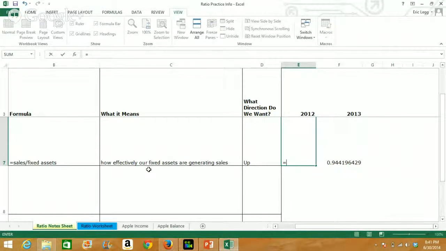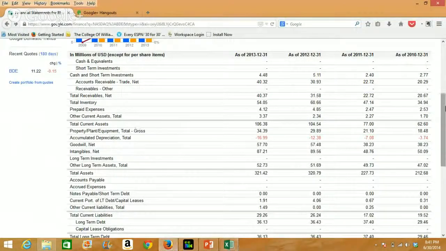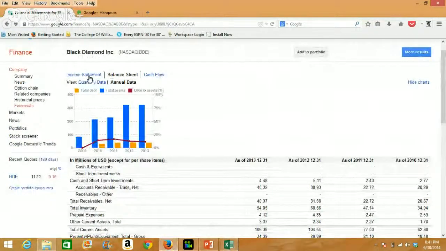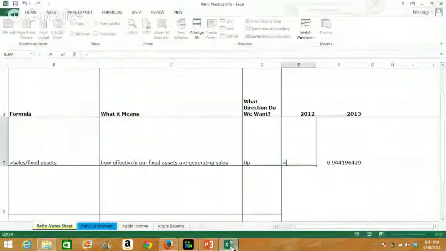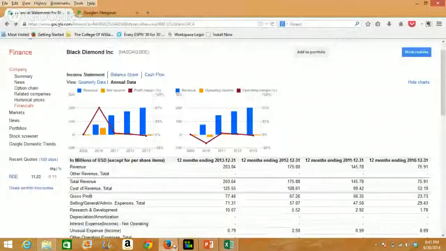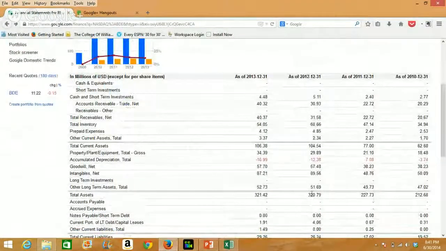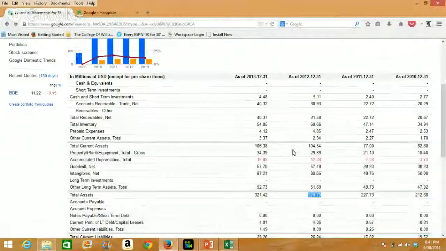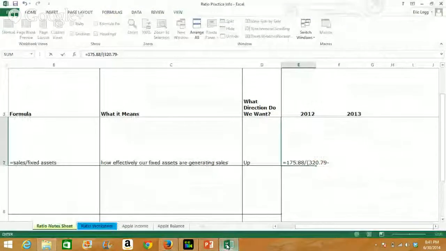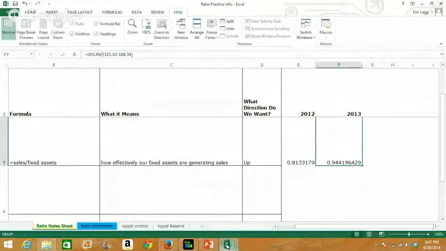Let's look at 2012. Sales in 2012, a flow statement over a period of time on the income statement, 175.88 divided by our fixed assets, which is just going to be our total, going back to the balance sheet. Total assets, where is it? 320.79 right there. Minus our total current right here, 104.54. Okay, 0.813. Okay, so here we see Black Diamond is actually doing better in 2013.